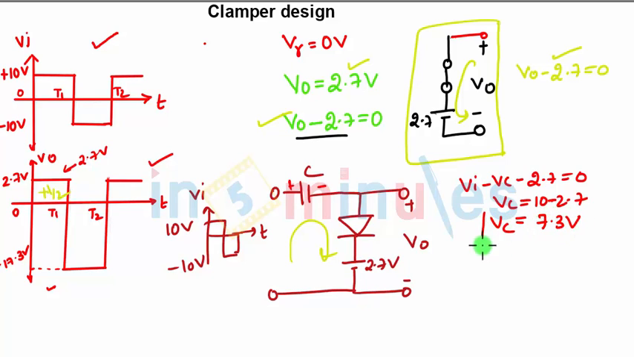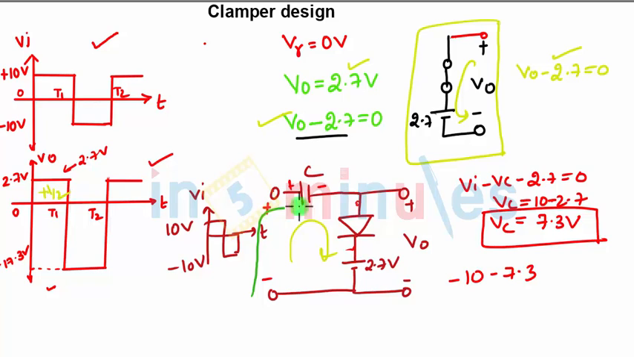So the charge developed on the capacitor is 7.3 volts. In the next half cycle, when the diode is open circuited, you should get output as minus 17.3. So let's check. In the next half cycle, we will have minus 10 minus 7.3, applying KVL from this point till this point. So minus 10 minus 7.3 minus VO equals 0. So you'll get VO as minus 17.3 volts.